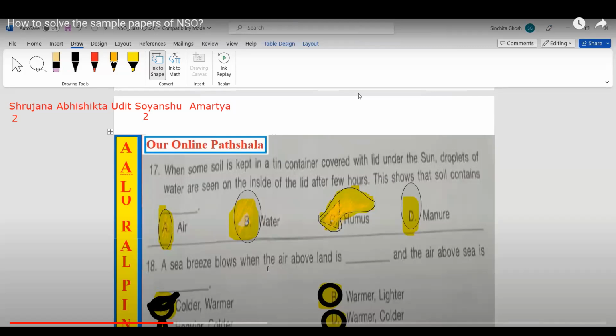Yes, Amoto, tell me. Ma'am, number 17, it will be C. Yes, it will be C. That is humus. Very good, Amoto. Ma'am, I will also get 2 marks. But who gave me the answer? Someone gave me the answer and she already got 2 marks. Rujana gave me the answer and she already got 2 marks, beta. Okay, don't worry, Amoto. Ma'am, I have not told anything. Okay, just a second, beta.